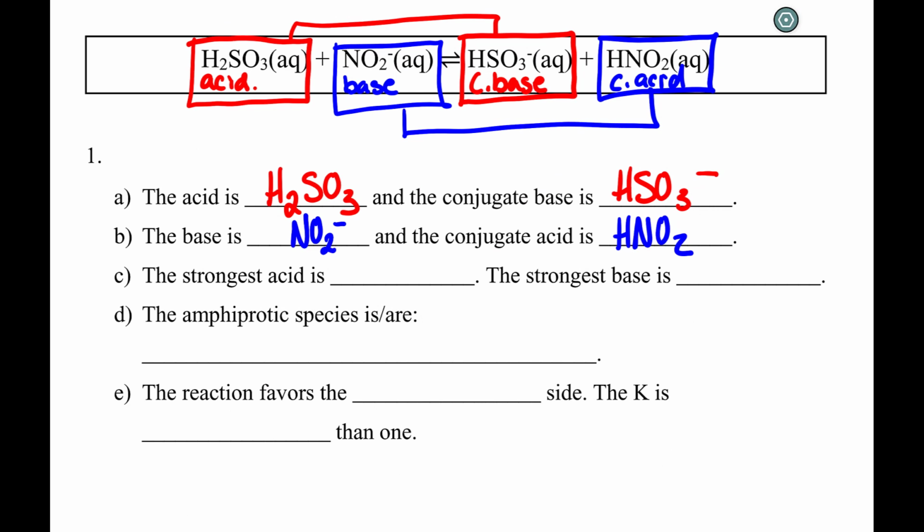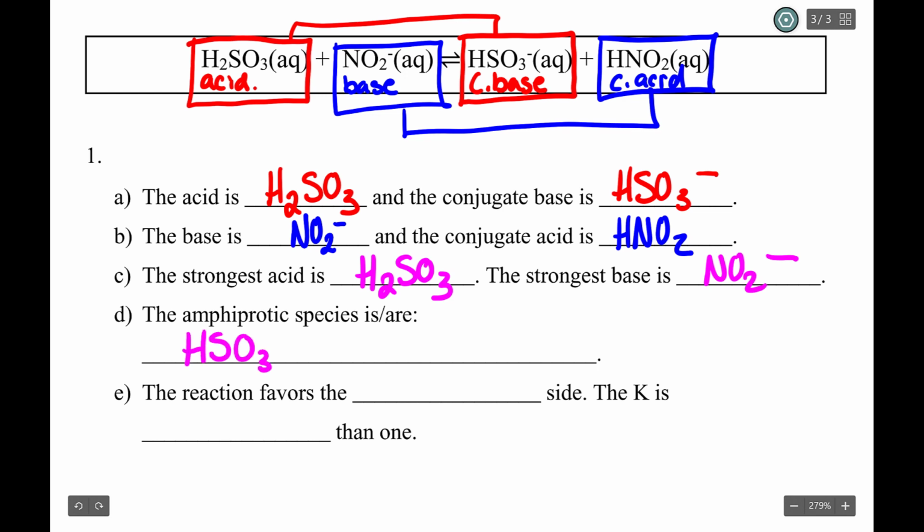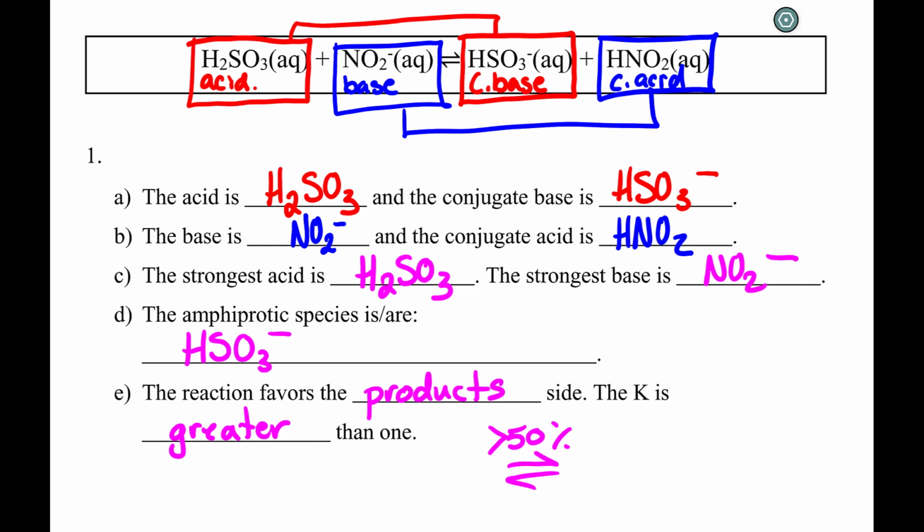To complete the rest of the table, we'll just fill it in with our answers. Our strongest acid was H2SO3. The strongest available base was NO2 minus. The amphiprotic species was HSO3 minus. We figured out that the reaction favors the products and that the K is greater than 1. And we can also say that the reaction was more than 50% forward.